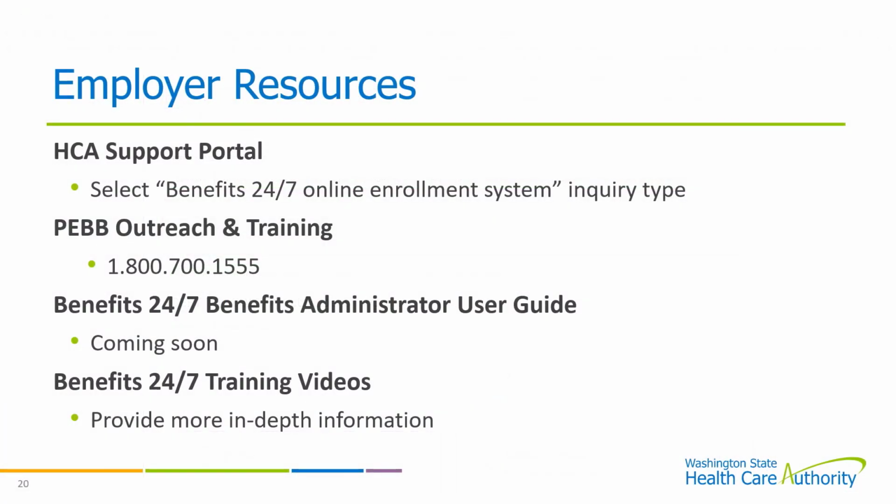So now that you know how to enroll a newly eligible employee and their dependents in Benefits 24/7, here are those follow-up resources in the event that you have any questions about Benefits 24/7. So first, you can send us your questions through the HCA support portal, and when you create your ticket, just be sure to select the Benefits 24/7 online enrollment system as your inquiry type. You can also reach out to our outreach and training team at the 800 number that's listed here.